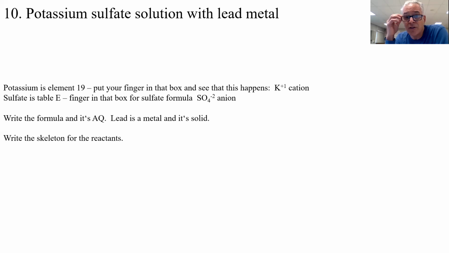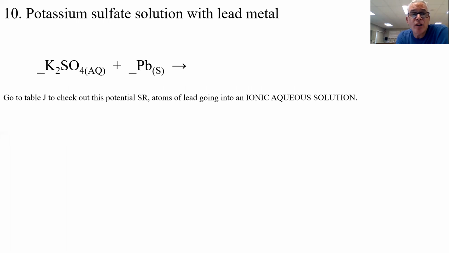So when we crisscross that, potassium sulfate, we're going to write that formula, and it's aqueous because it says it's a solution, and it's going with lead metal, so lead will be a solid. So it's going to be K2SO4 because it's a positive 1 ion and a negative 2 sulfate. So crisscross, we need 2 potassiums for every sulfate, and lead is a solid atom. So we have atoms going into an ionic compound aqueous solution. It's the setup for single replacement.